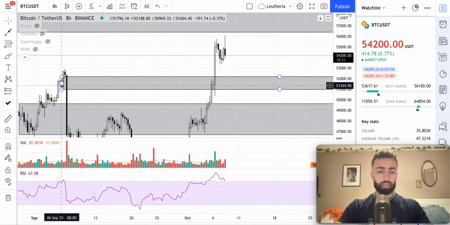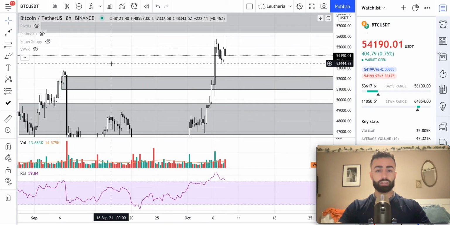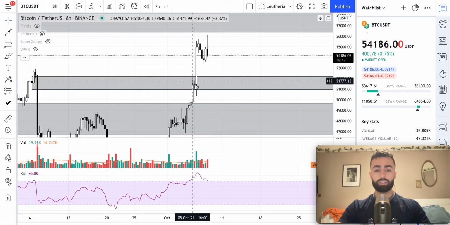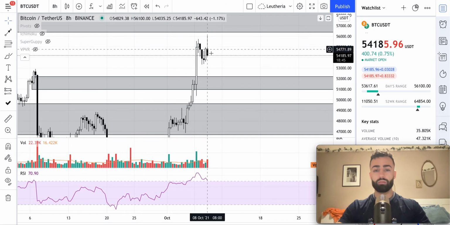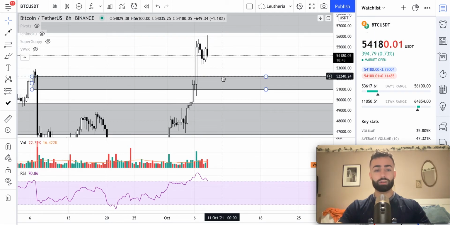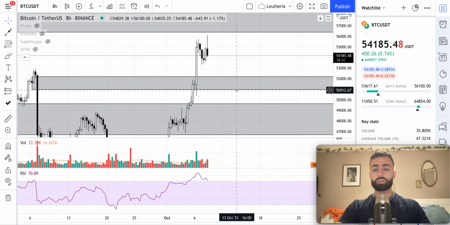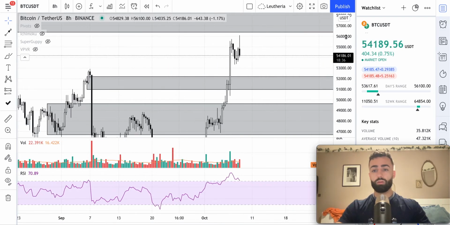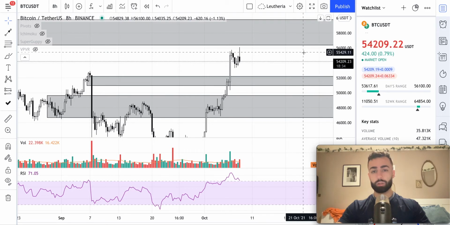This candlestick back here from September 6th is going to be our support zone. You can see we rejected off of it here, and then once we close above that, now that's our support zone. That starts at about 52.2 and goes down to about 50,900. So those are the levels on Bitcoin that I am currently watching.